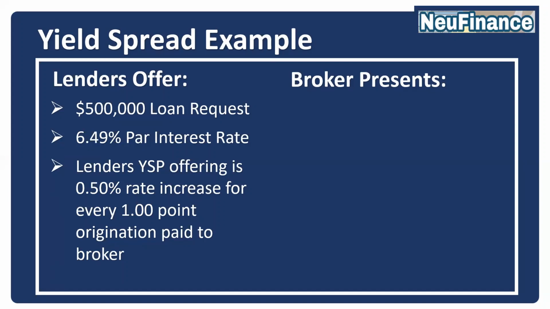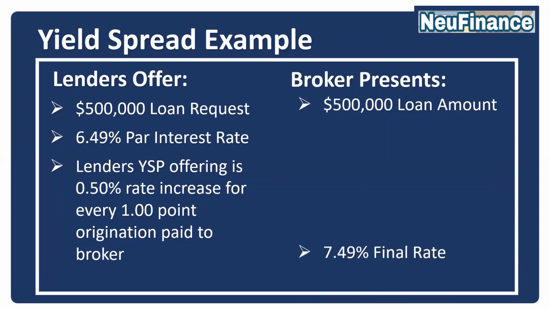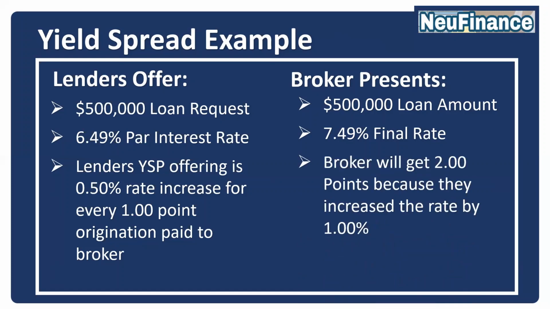Now let's get into what the broker will actually present in this case. So it's the same thing. The loan amount will never change based on the yield spread, but it looks like the broker decides to increase the rate by a full percent. So basically what this means is the broker is going to get 2 points because they increased the rate by 1%. Just like we just explained, for every 0.5% the broker increases the rate, the broker gets a full point in return. So in here, they increased the rate by 1%, so they're getting 2 points back at the origination.